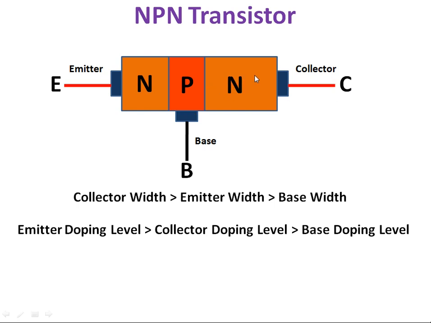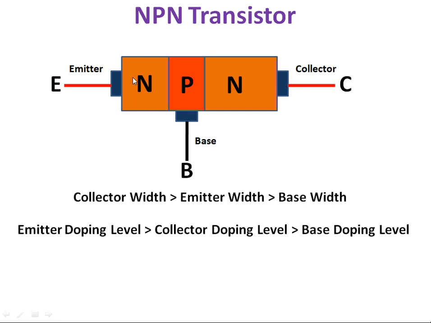Look at the size of the layers. The collector terminal N layer width is very large. So the collector width is very large. The emitter width is large when compared to the base. So collector width is greater than emitter width, and emitter width is greater than base width.